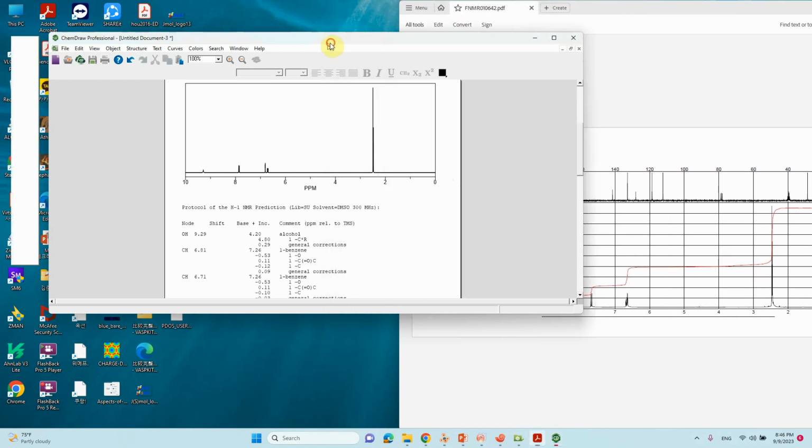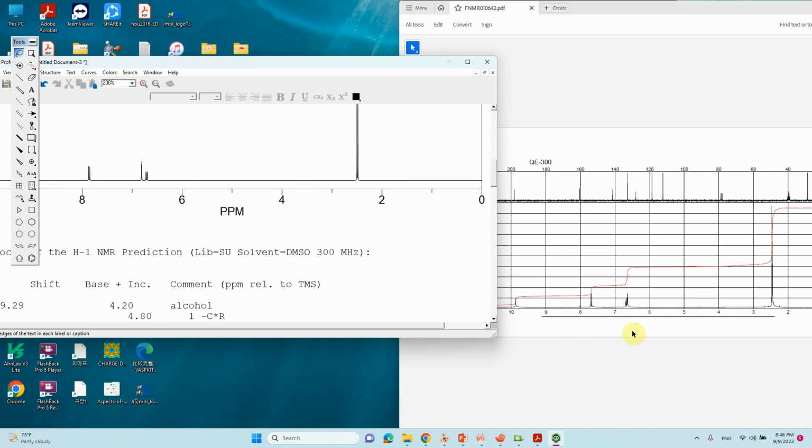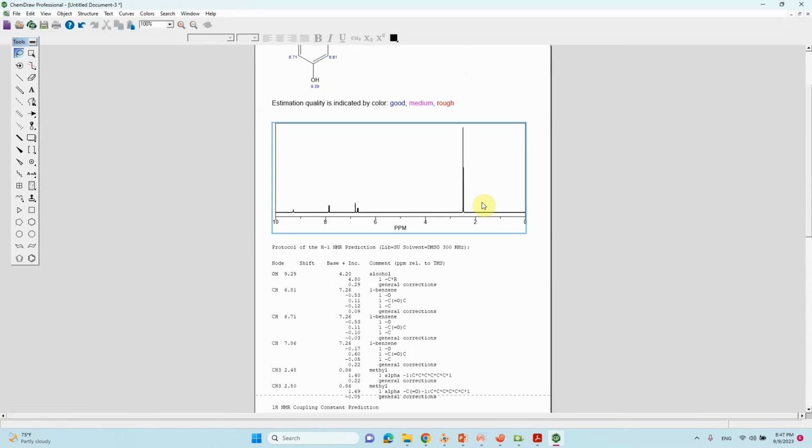If you look at this spectrum with this one, near 10 there is one peak. Between 7 and 8 there are some signals, two doublets. Near 6 to 7 some peaks are there, and you can see 2 to 3 also. Similarly the signals are observed. That means this proton NMR clearly matches the reported one.